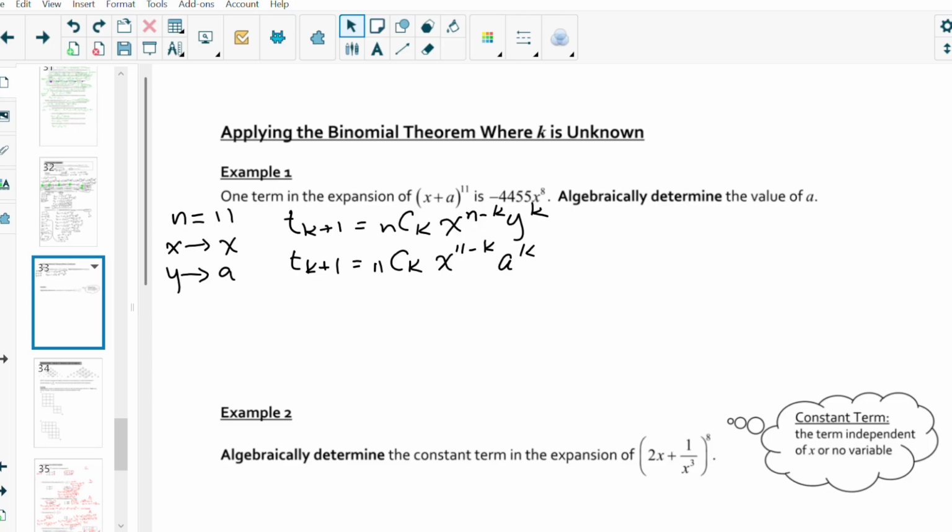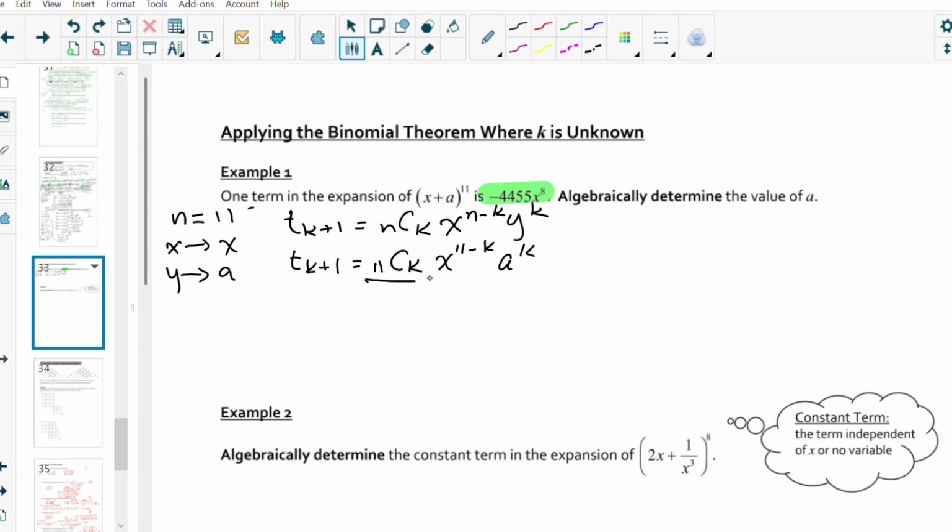Okay, we just have variables of x's here, so it says one term in the expansion contains, so this is the key here, contains negative 4,455 x to the 8th. So that's our key piece of information here. So what am I going to do with that?